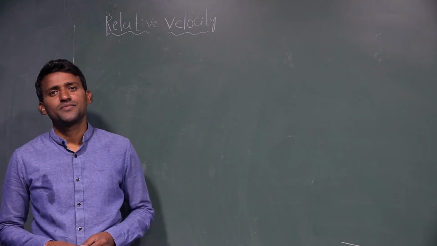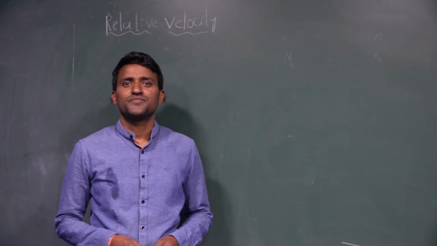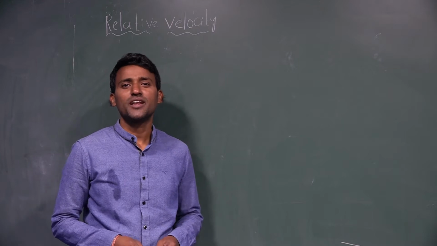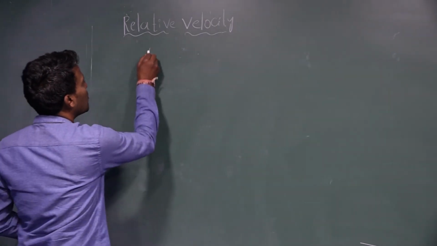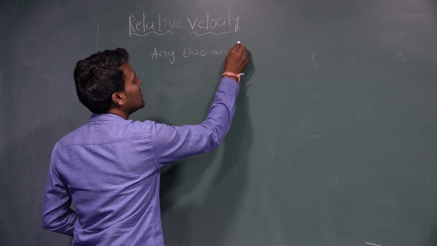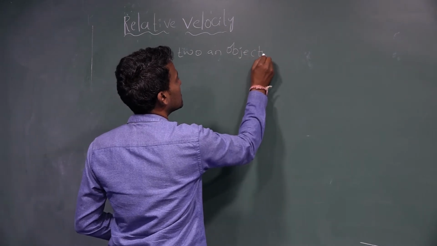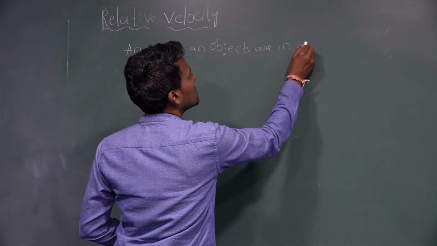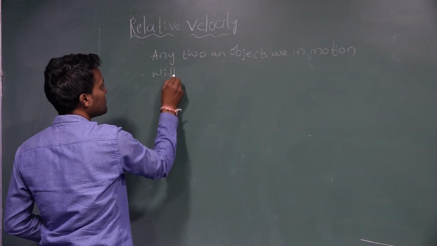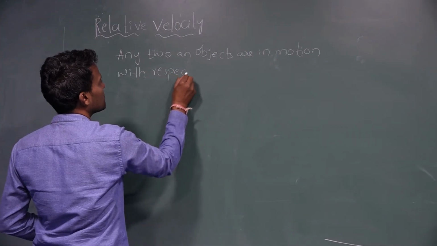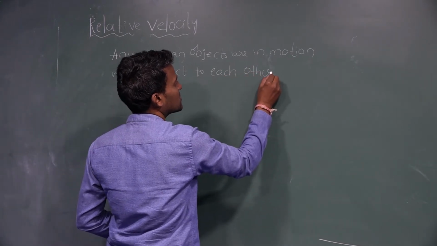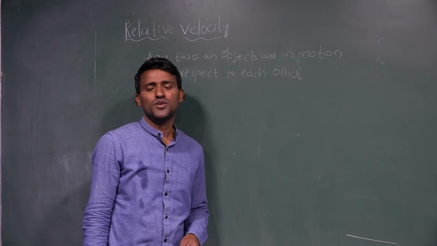Relative velocity. What is the relative velocity? Any two objects that are in motion with respect to each other, that is called relative velocity.